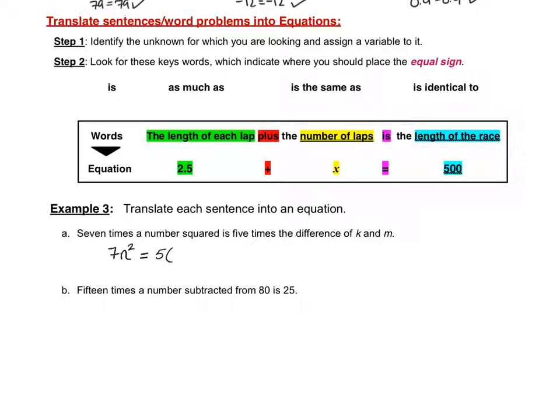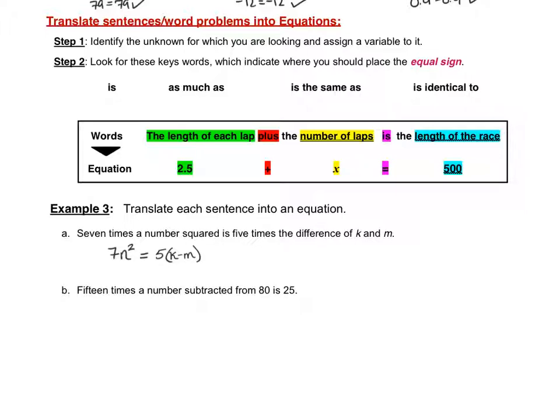There's a couple of different ways you could actually end up writing this. 5 times the difference of k and m. Difference of is subtraction. That's what I would think most people would have, but we can have a discussion about that because some people might put something a little different, and that may actually be okay.